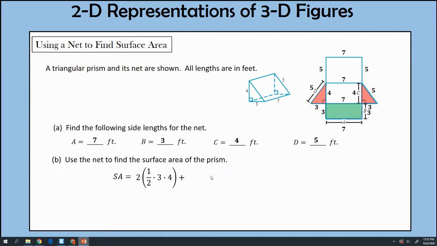This rectangle is 3 by 7. This rectangle is 4 by 7. This rectangle is 5 by 7. There's my 3 rectangles, my 2 triangles. That's all the surfaces here. So do the math, add them up, 96 square feet here.